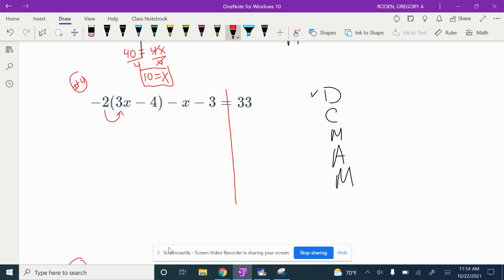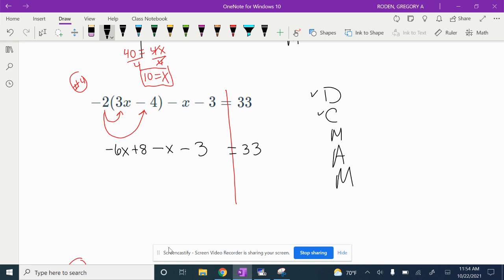So I'm going to take this -2 and I'm going to distribute it through here. See what I'm doing here? I'm going to take -2 and multiply it times the 3x. -2 times 3x is -6x. Now I'm going to take the -2 and multiply it times the -4, and that's going to give me +8. 2 times 4 is 8. Negative times the negative is a positive. And then I'm just going to recopy the -x minus the 3. So I am done with distributive property, and that still equals 33 on the right side.